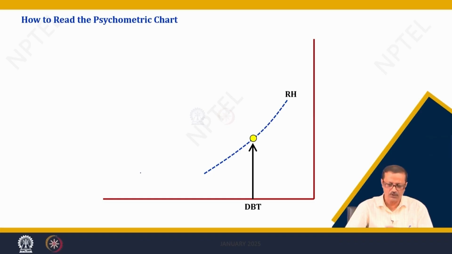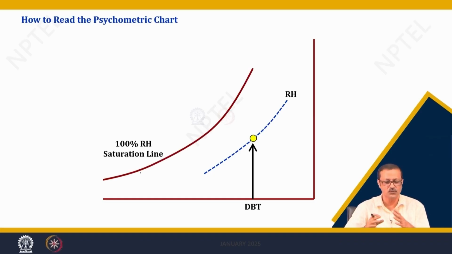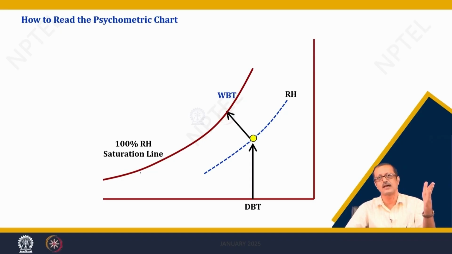After you get a point, you are going to know a lot of things about that particular state of the air. You can actually go like this, and on the WBT scale you can find out the WBT.